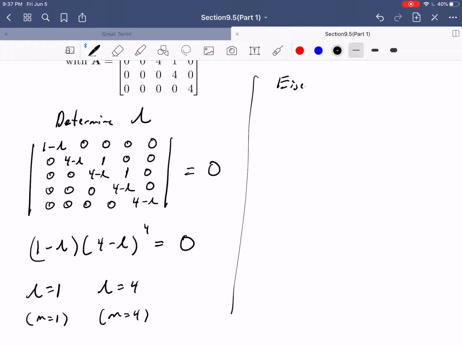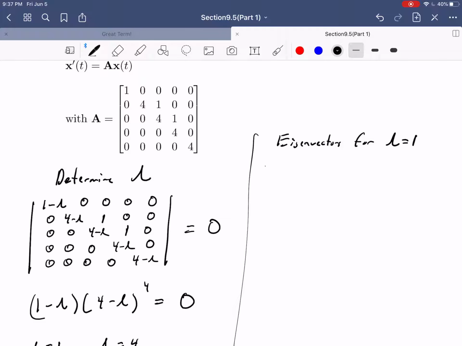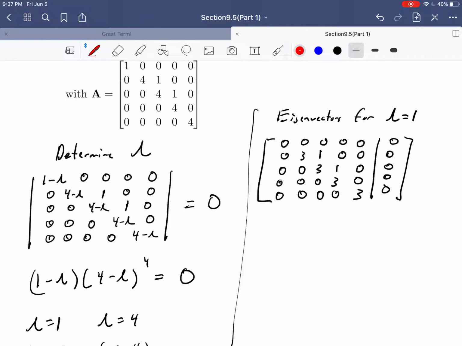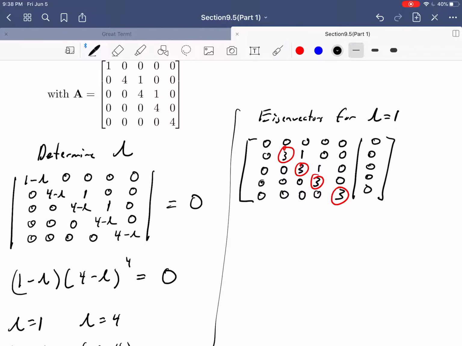So we need to think about our eigenvectors for lambda equal 1. So let's subtract 1 off the diagonal, get 0, 0, 0, 0, 0, then 0, 3, 1, 0, 0, then 0, 0, 3, 1, 0, then 0, 0, 0, 3, 0, and then 0, 0, 0, 0, 3. And then we augment with 0, 0, 0, 0. Looks a little bit weird, but this guy is actually already in good form. We want to avoid parameterizing any of these guys. So I guess we can just go ahead and do A1 equal to W.